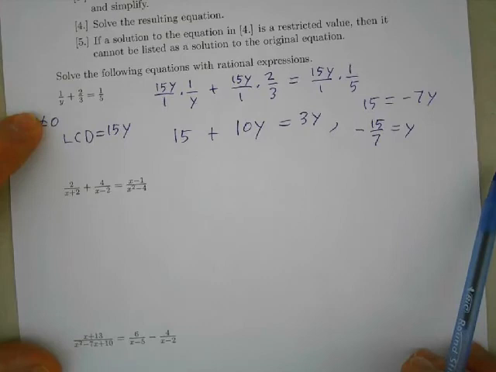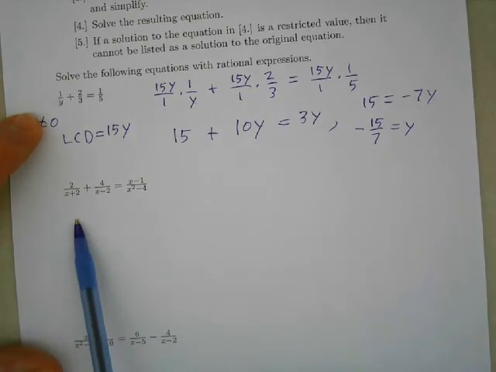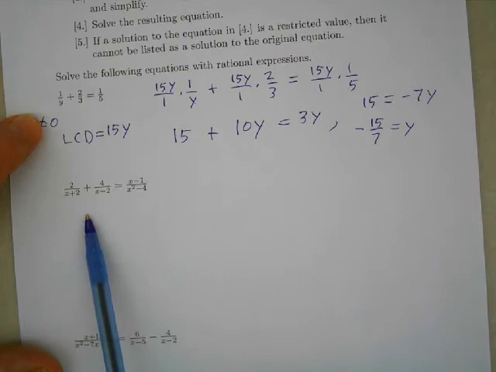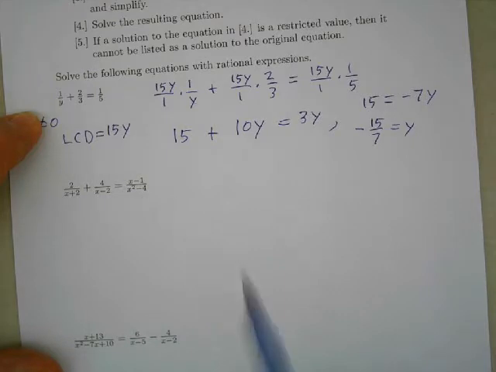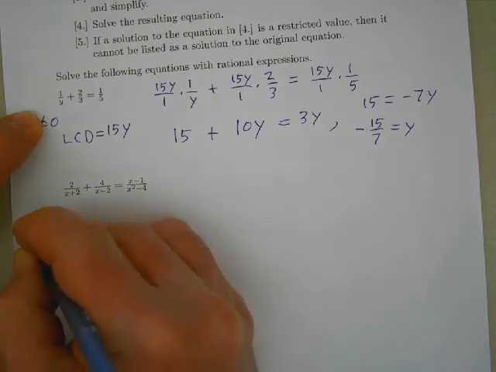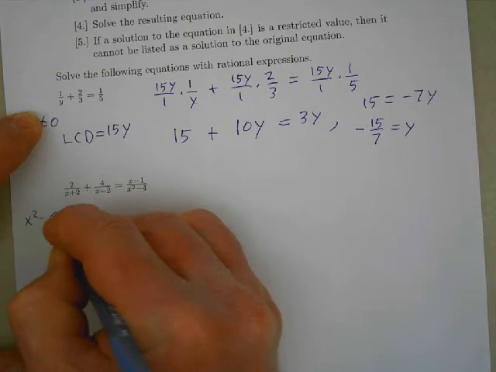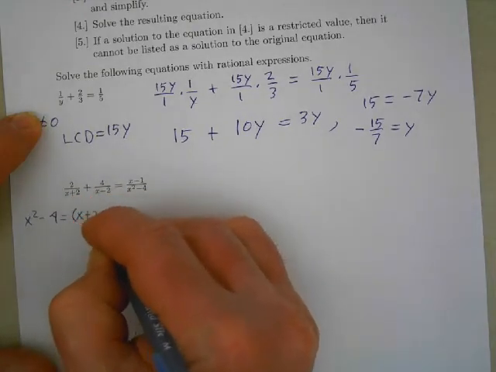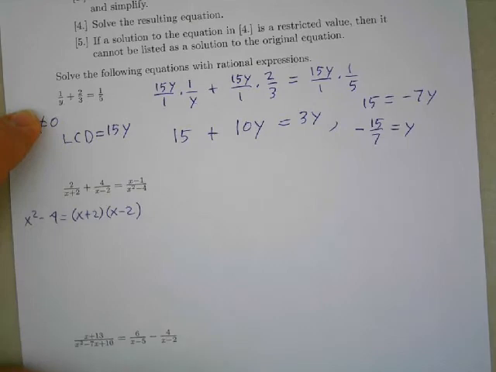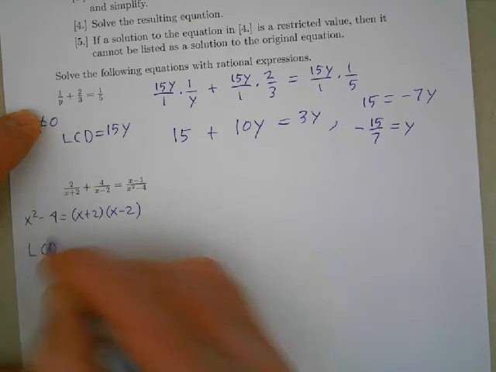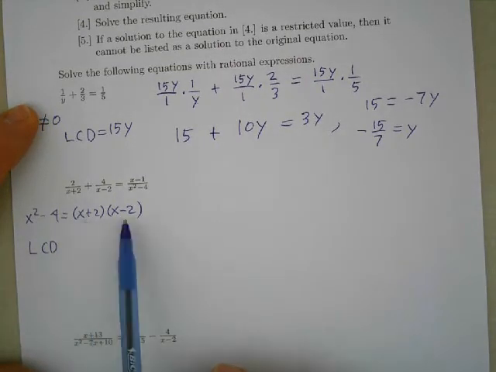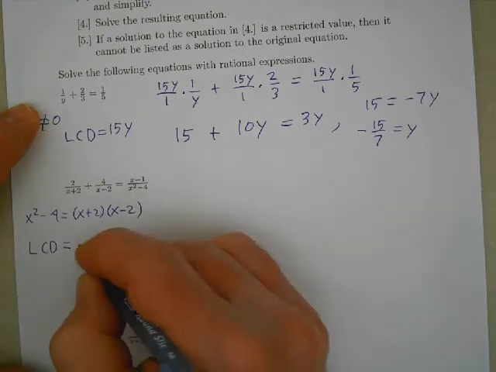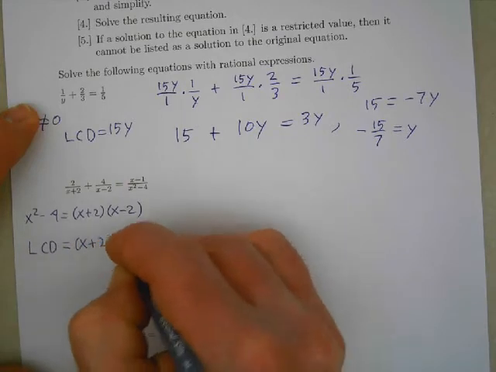Okay, in the next equation, we want to solve 2 over x plus 2 plus 4 over x minus 2 equals x minus 1 over x squared minus 4. Notice that x squared minus 4, when factored, is just the product of the two other denominators. So the least common denominator is just x squared minus 4, or you can leave it in factored form, x plus 2 times x minus 2. But I'll just reiterate here that the least common denominator is x plus 2 times x minus 2.